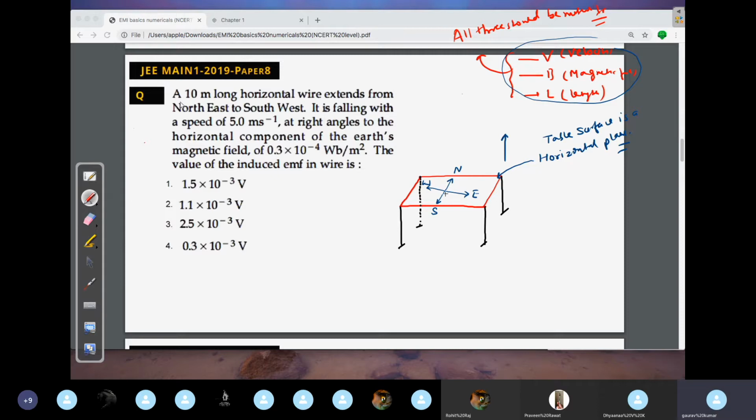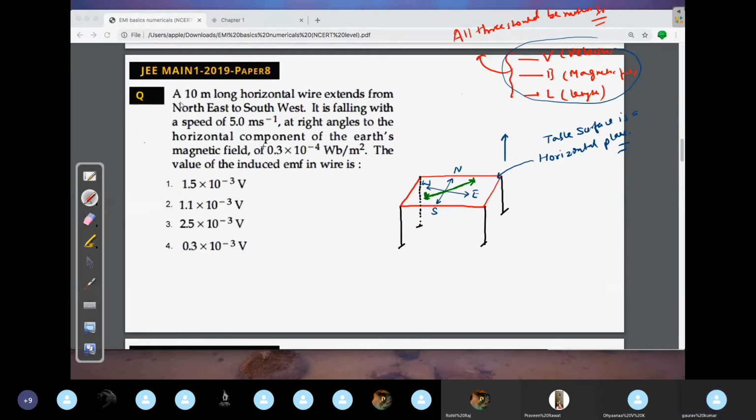So this is what we have. Now, what is given in the question? Your rod is like this, northeast, southwest. This is what you have. The rod is kept like this. This is the rod. So the rod is also on the horizontal plane.